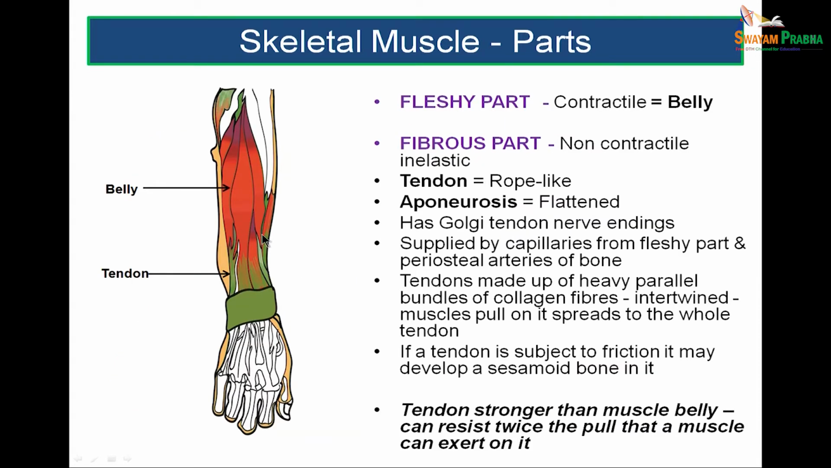Parts of skeletal muscle could be divided into the fleshy part being the belly and the fibrous or the tendinous part, sometimes expanded to form an aponeurosis. Tendons are stronger than the bellies, and if there ever is an injury of a muscle, it's usually the belly that will rupture rather than the tendon.